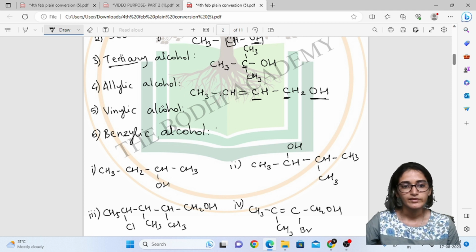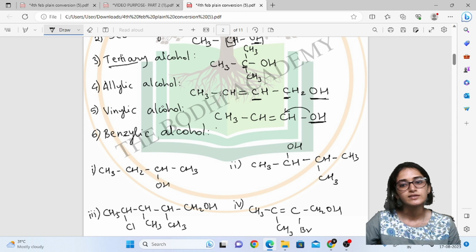Then we will see about vinylic alcohol. Now there is a slight difference here in vinylic alcohol. Here the carbon to which the alcohol is attached is itself double bonded. In the first case, the carbon is further attached to a double bonded carbon, and here the carbon bearing the alcohol is double bonded. Now this vinylic alcohol form that we have written is not that stable and not that much preferred, but it is one of the types of alcohols.